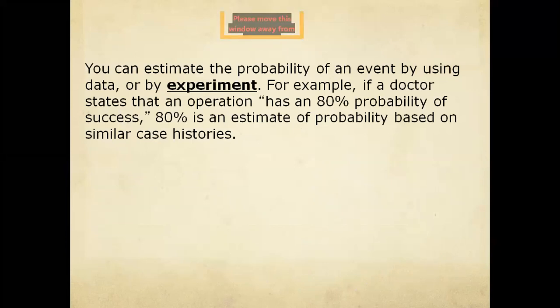Now let's start talking about experimental outcomes. Experimental comes from the word experiment. You're trying. So you can estimate the probability of an event by using data or by experiment. For example, if a doctor states that an operation has an 80% probability of success, the 80% is just an estimation. He is not sure that it will be successful. So he's just estimating that 80% will be successful based on similar case history, according to the patient's history and the times that the doctor tried these types of operations.